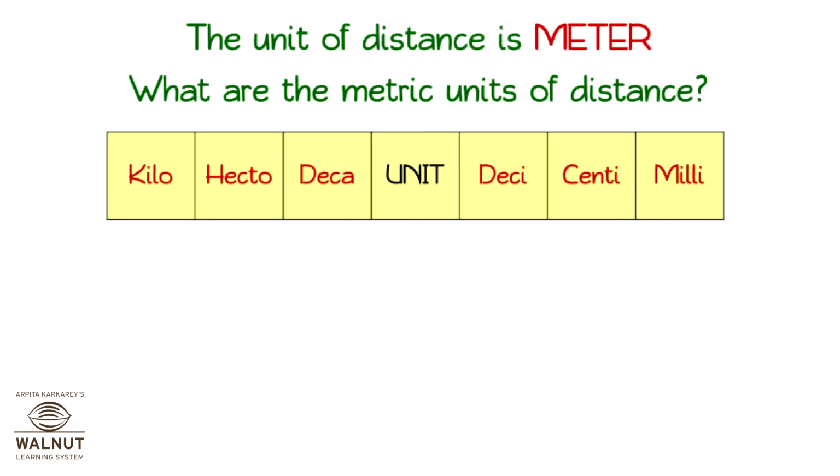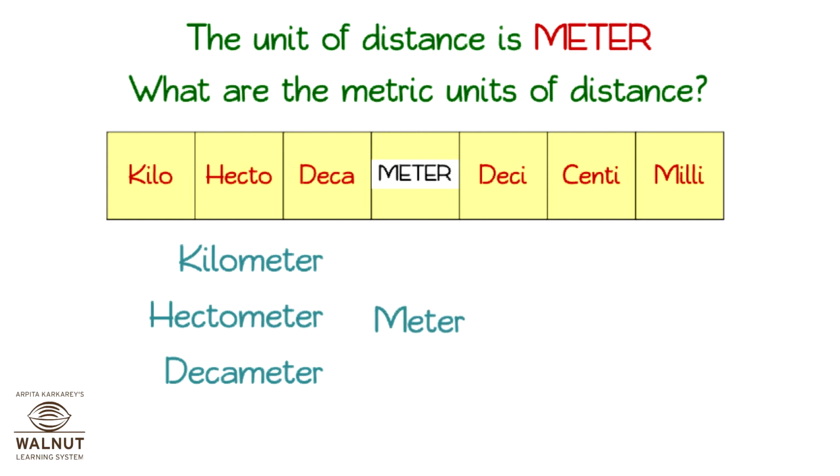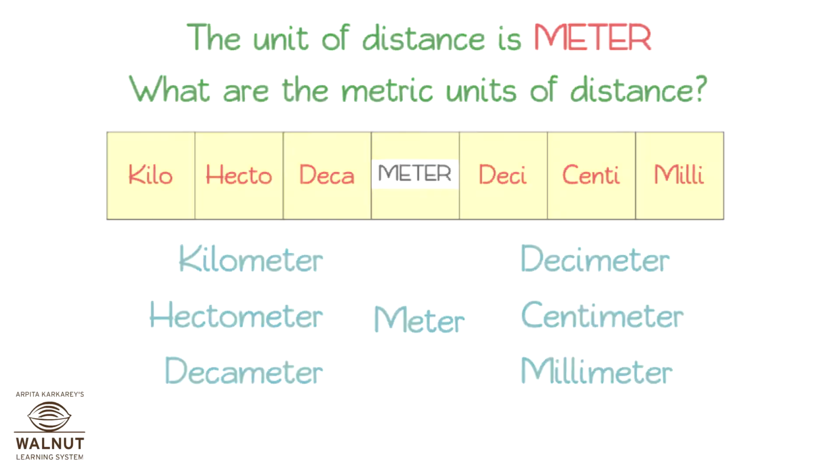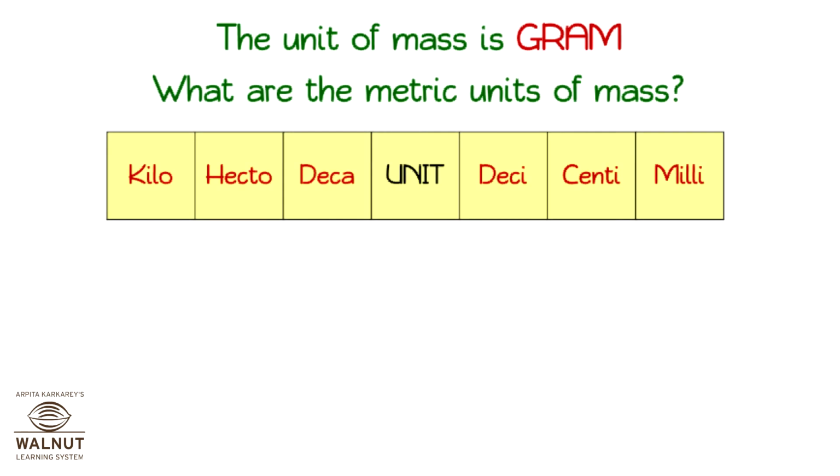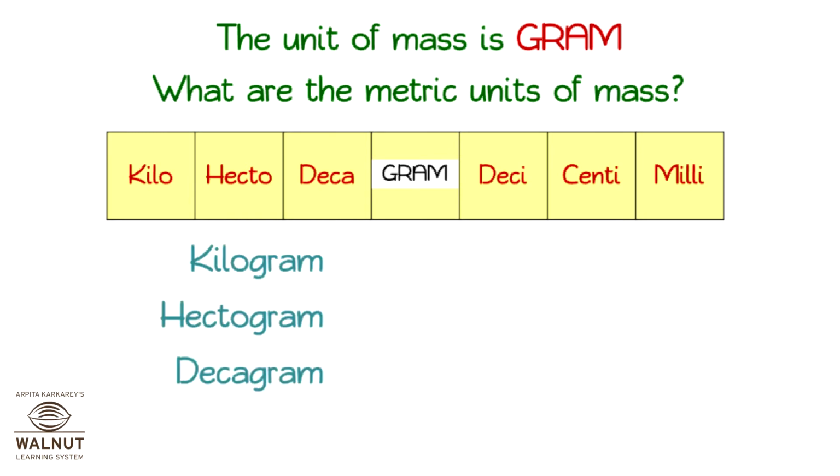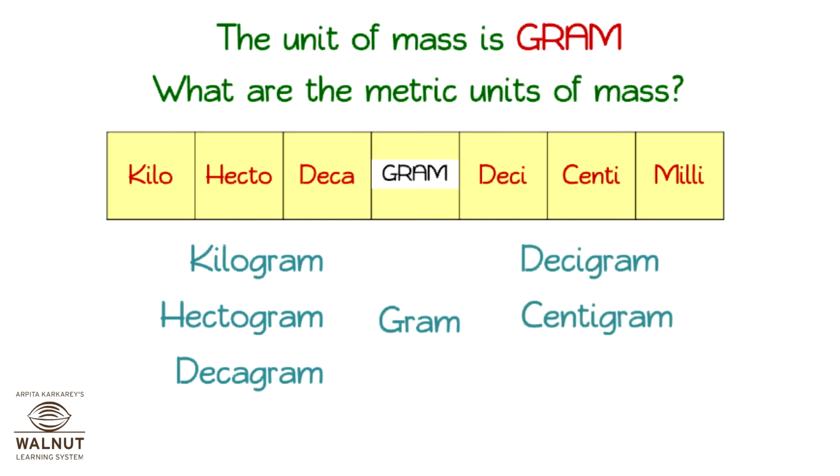The unit of distance is meter. What are the metric units of distance? Kilometer, hectometer, decameter, meter, decimeter, centimeter, millimeter. The unit of mass is gram. What are the metric units of mass? Kilogram, hectogram, decagram, gram, decigram, centigram, milligram.